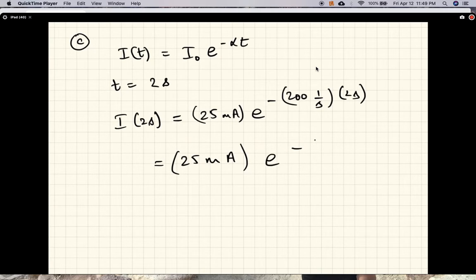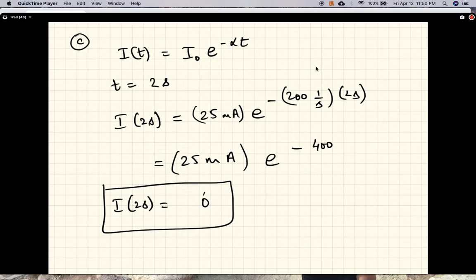e to the power of minus 400, and your calculator probably won't even be able to evaluate e to the minus 400. You see your calculator gives you 0. So that's the long time value. All right, that does that problem.